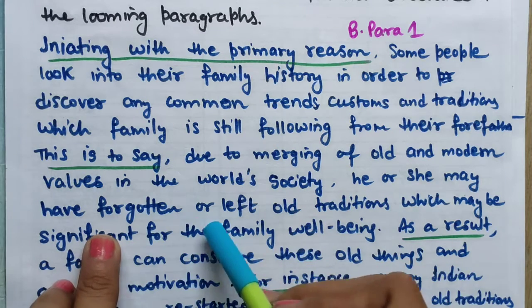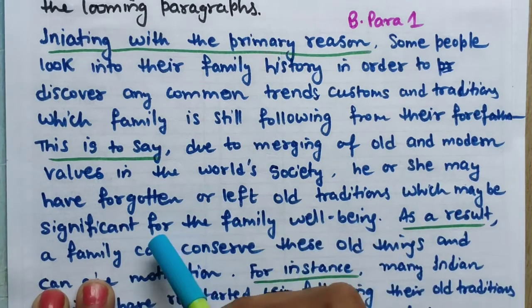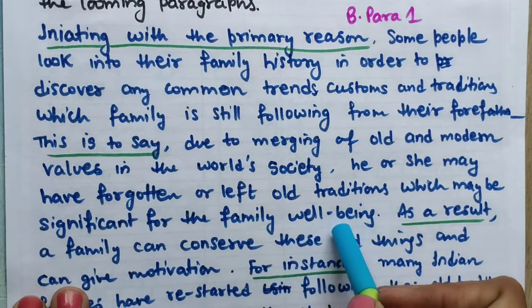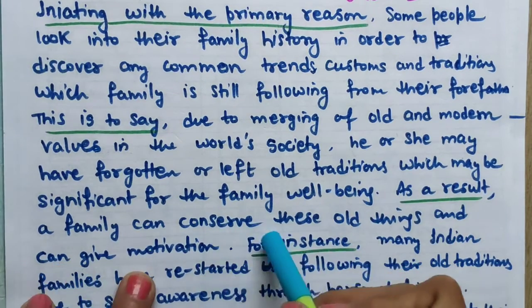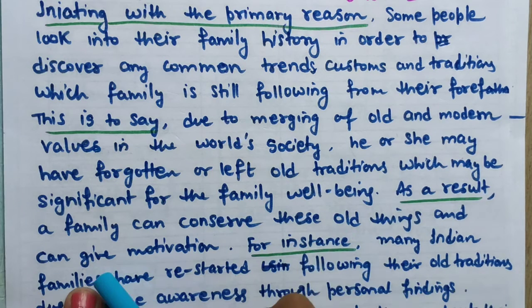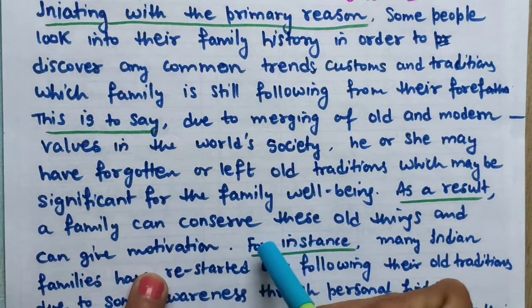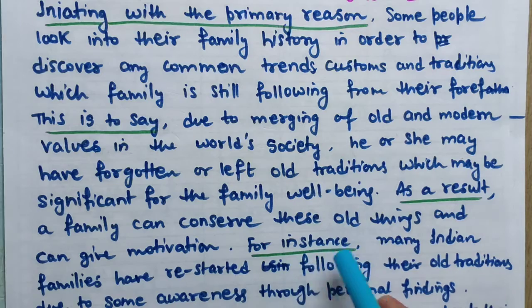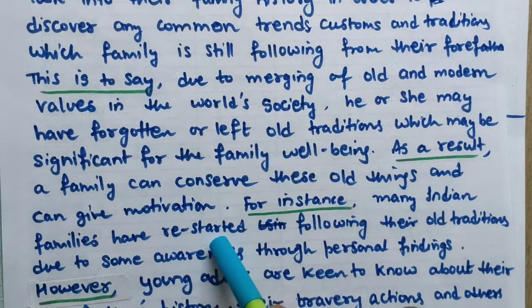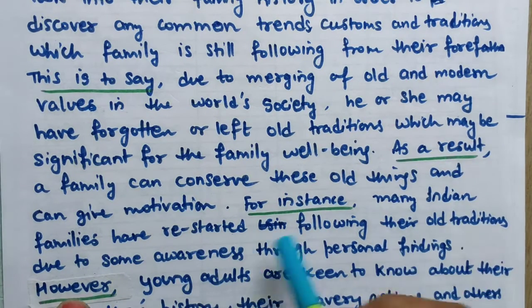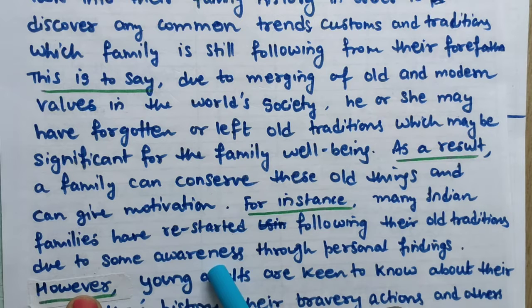So he or she may have forgotten or left an old tradition which may be significant for the family's well-being. As a result, a family can conserve these old things and give motivation to younger ones also. Now, for example, many Indian families have restarted following their old traditions due to some awareness through personal findings. Personal findings means research.